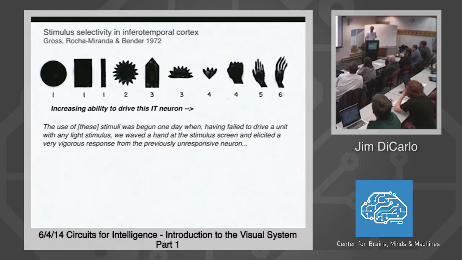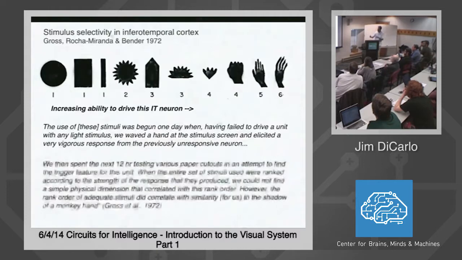So that's anecdotal, but it gives you a sense of what the field was doing, and this is what Charlie wrote. We then spent the next 12 hours, this is an anesthetized monkey, the eyes are propped open, and they're showing stimuli at it, testing various paper cutouts in an attempt to find a trigger feature for this unit, as if there's one thing that it really wants. When the entire stimulus sets were ranked according to the length of the response they produced, we could not find a simple physical dimension that correlated with this rank order. However, the rank order of adequate stimuli did correlate with similarity to the shadow of a monkey hand.